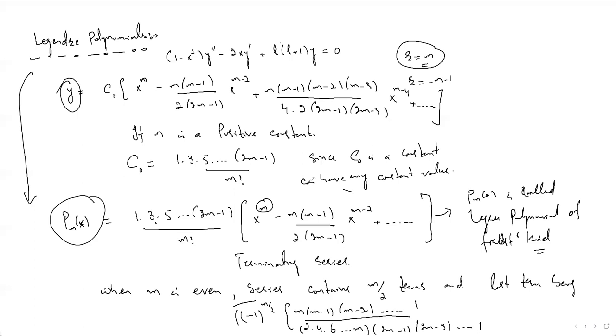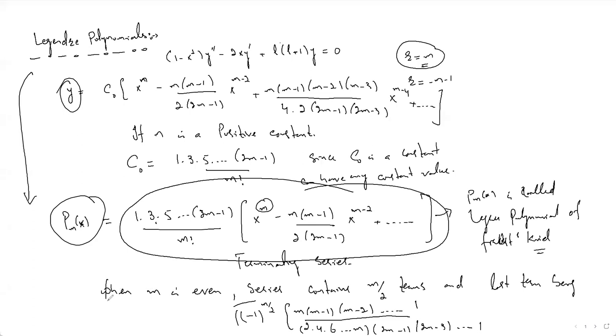Okay, so you need to remember only this, which we have already obtained. We have already obtained this solution for the Legendre differential equation, and the solution corresponding to r equal to m is what we call a Legendre polynomial of first kind.